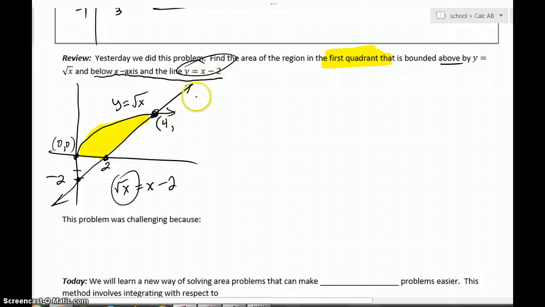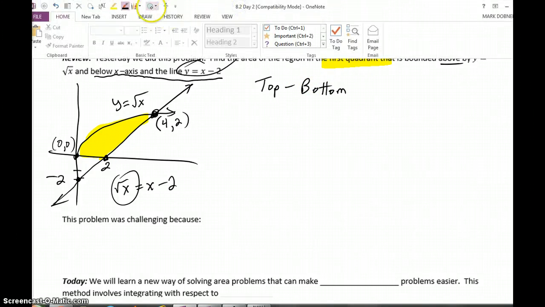And of course, if you were to plug x equals 4 into either one of those two curves, you'd get y equals 2. Now I bring this up just to remind you that we need boundaries, we need limits as we integrate. And we're going to set up an integral, or actually we're going to have to set up two integrals. We talked about how you always have top minus bottom, but I want to point something out to you.